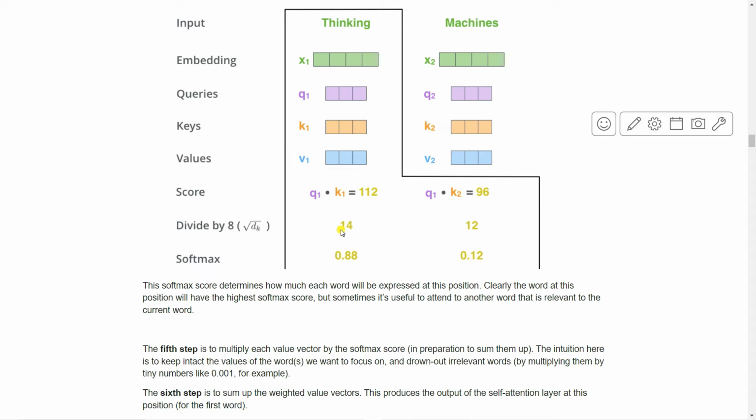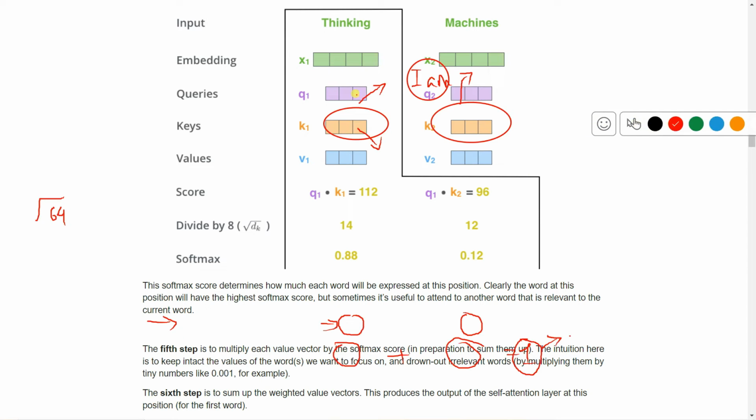That's where we got here the higher attention. Let's say when you're translating from one language to another language, let's say thinking in Hindi, and in Bangla it's called chinta kora, right? And machine means jantro. See, when you're converting one language to another language, the score value is important. I mean, the sequence is important.